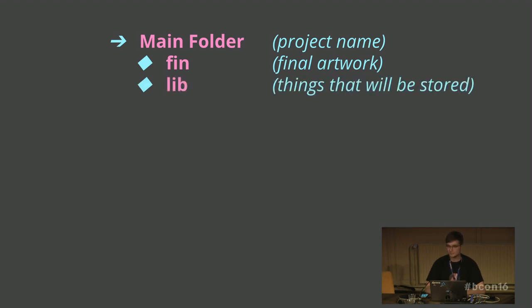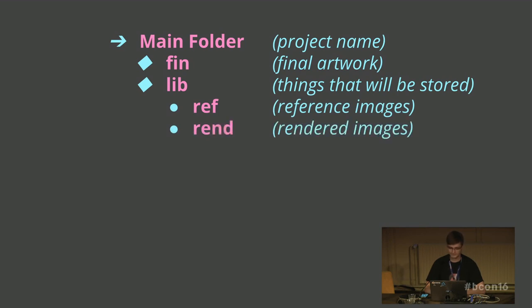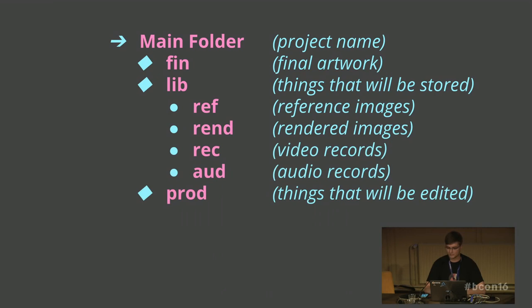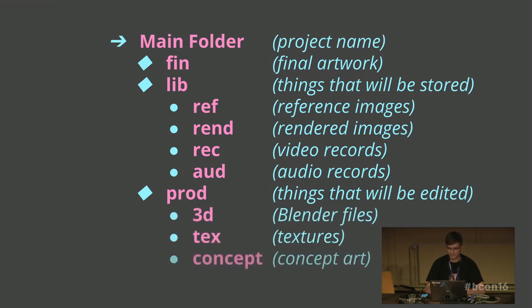Then I have a library, a lib. There I store everything that will be stored, like reference images or rendered files. If you have video recordings or audio, there are many things you can put in here. And then we have the production folder. There everything gets stored that will be edited, certainly the blend files, textures, or concept art, whatever. So things with versions, basically.